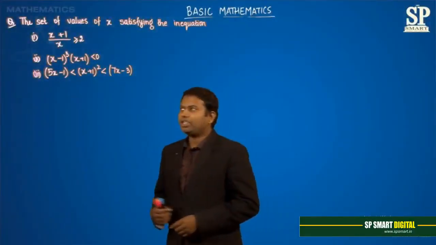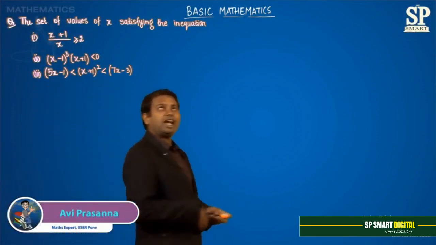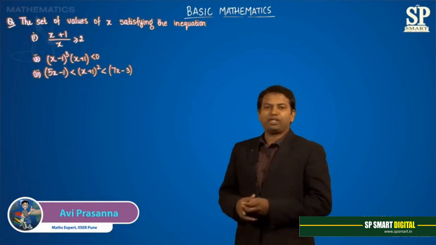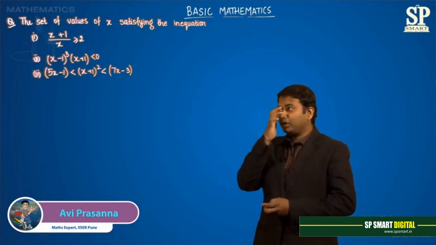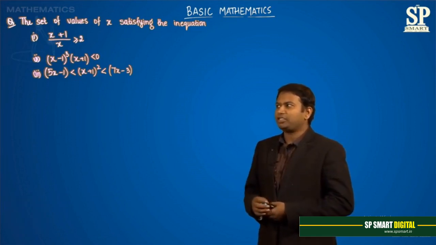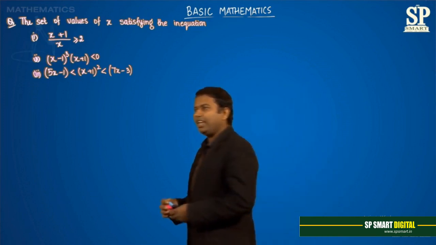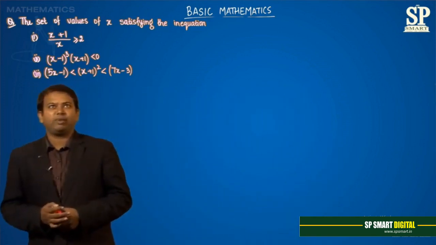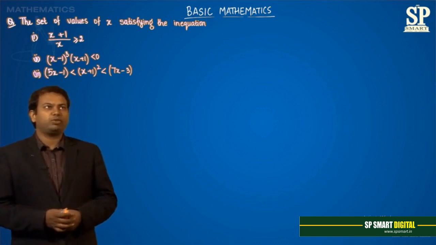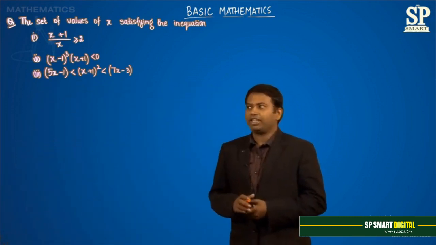Now, here is a question which says: the set of values of x satisfying the inequation x plus 1 upon x is greater than or equal to 2. That is the first one for us. Second one is (x minus 1) whole cube into (x plus 1) is less than 0. And then there is a third one, 5x minus 1 is less than (x plus 1) whole square, and that is less than again 7x minus 3.